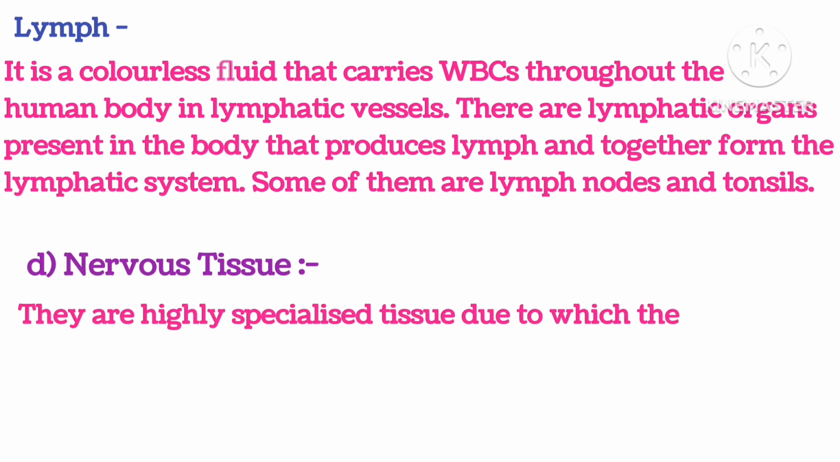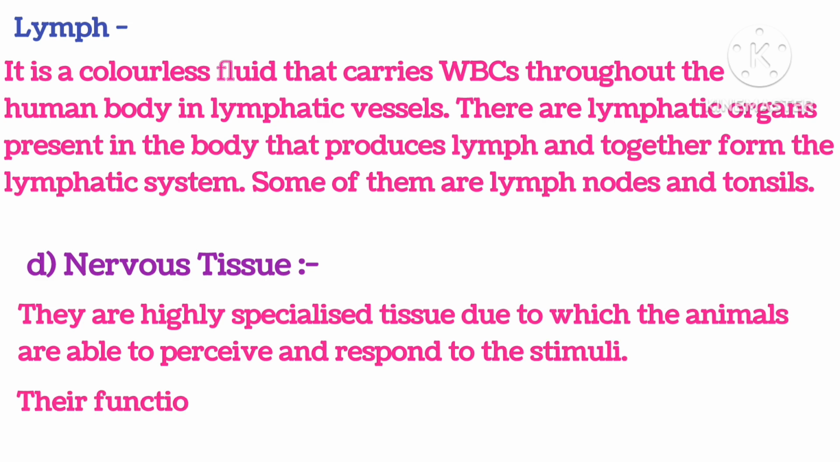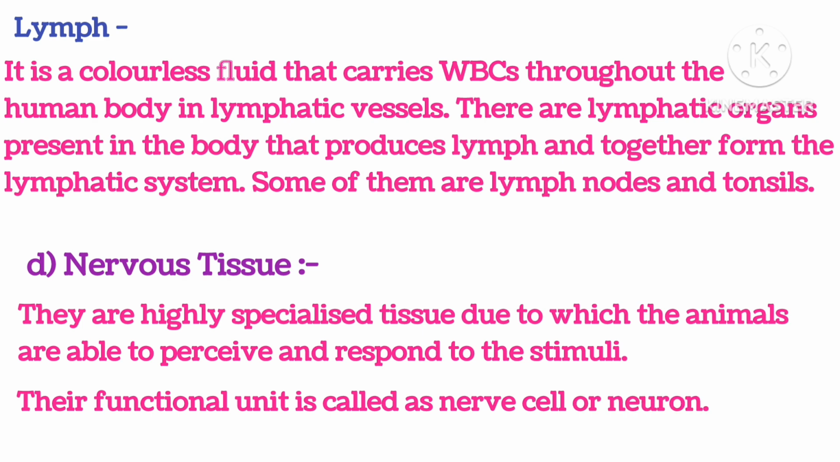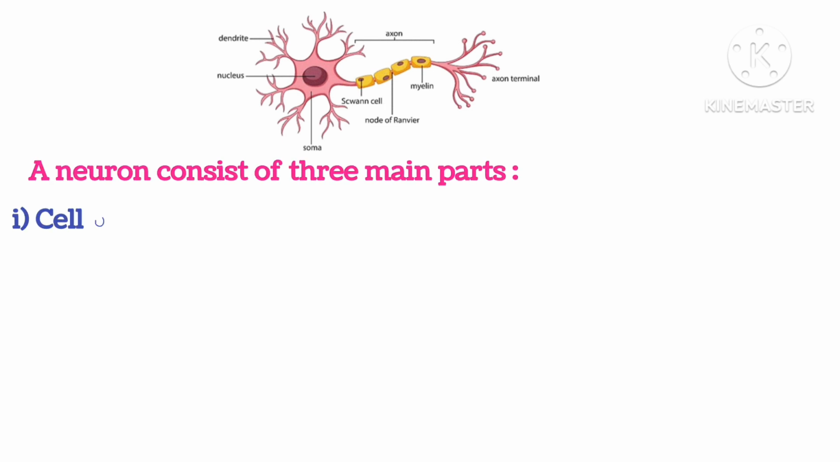Fourth type is nervous tissue. These are highly specialized tissues due to which animals are able to perceive and respond to stimuli. The functional unit is called a nerve cell or neuron. A neuron consists of three main parts.